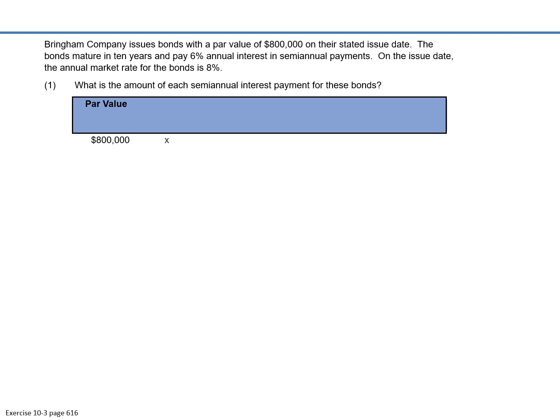Well, we take our par value, 800,000, times our semi-annual contract rate. The contract rate is the 6%, so it's going to be 3% each time, semi-annual, right? So we're going to pay $24,000 in semi-annual cash interest payments.